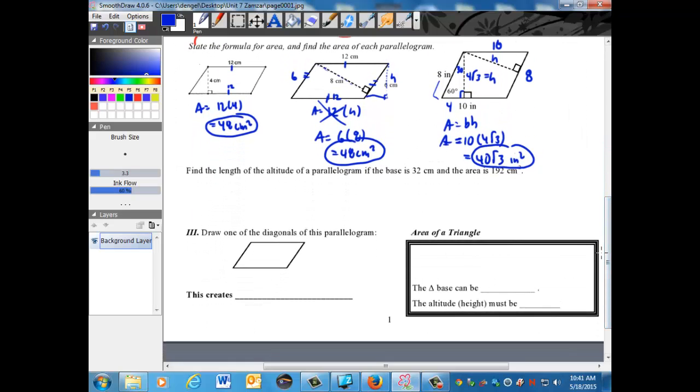Alright, next problem says find the length of the altitude of a parallelogram. The base is 32 and the area is 192. So again, we'll start with our formula. Area is equal to base times height. So we substitute 192 in. We're told the base is 32. Height is unknown. Divide by 32, and we get h is equal to 6.